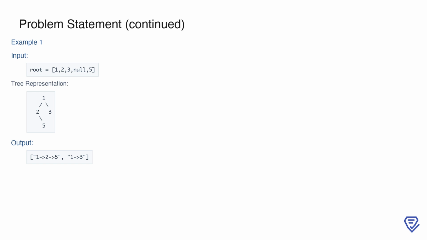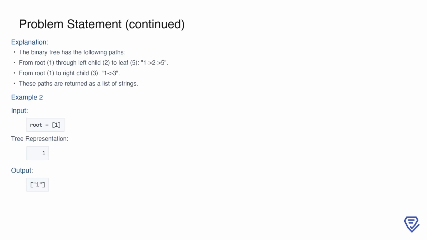The output for this tree would be ["1->2->5", "1->3"]. These strings represent the two paths from the root to the leaves. One path goes from 1 to 2 to 5, and the other goes directly from 1 to 3. This example demonstrates how we can traverse the tree and represent each path as a string.